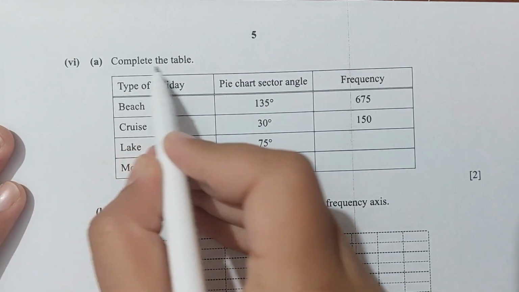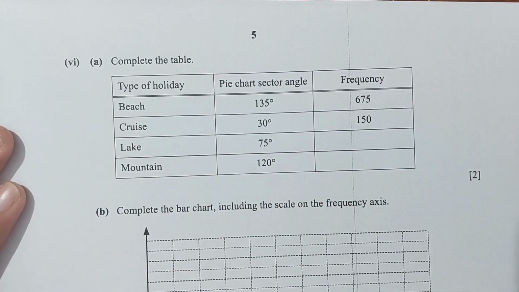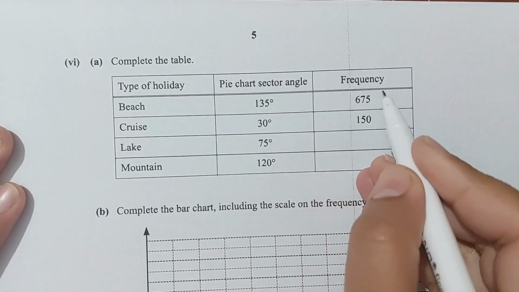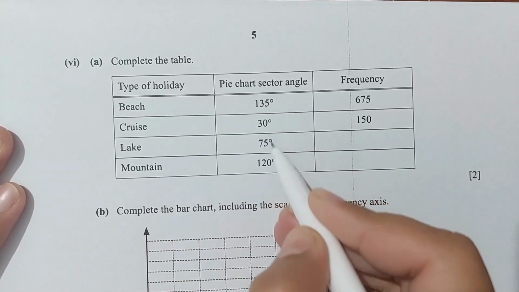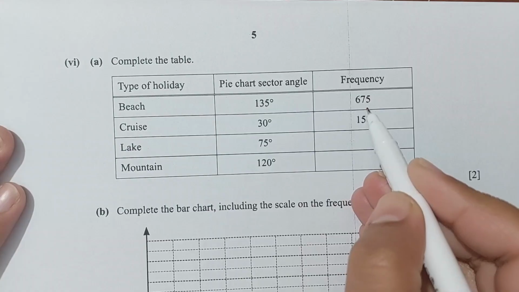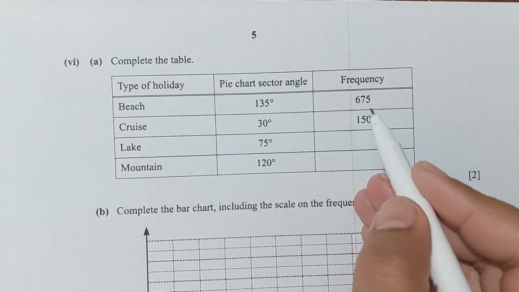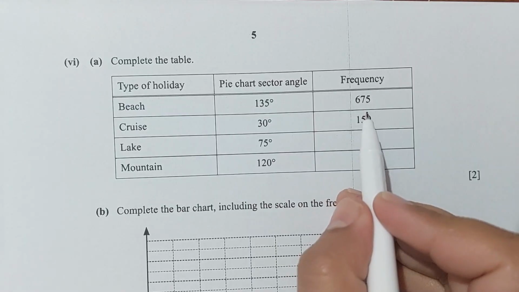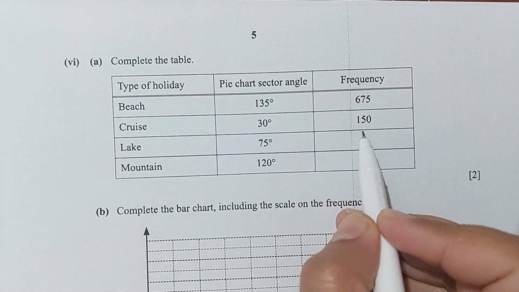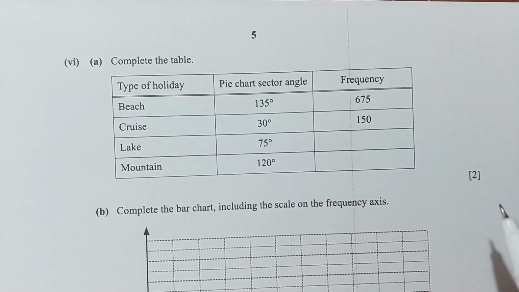Now for part 4, number A, complete the table. Type of holidays, pie chart sector angle, and the frequency. For beach, cruise, lake, and mountain, we have the pie chart sector angles. For beach, we have given in part 5 that 675 people prefer the beach holiday. So this is done. The cruise is 150. What about the lake and the mountain?